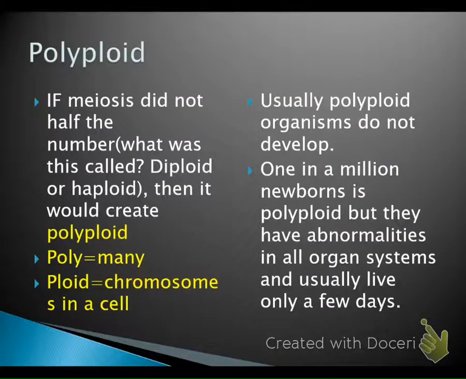If meiosis did not halve the number of chromosomes, you would wind up with what you call a polyploid organism. It has too many chromosomes. Usually polyploid organisms don't develop, and that's actually one of the reasons why miscarriages happen. It's chromosomal abnormalities.